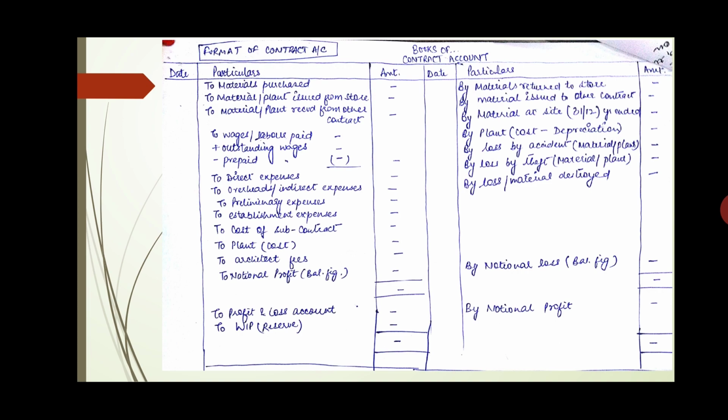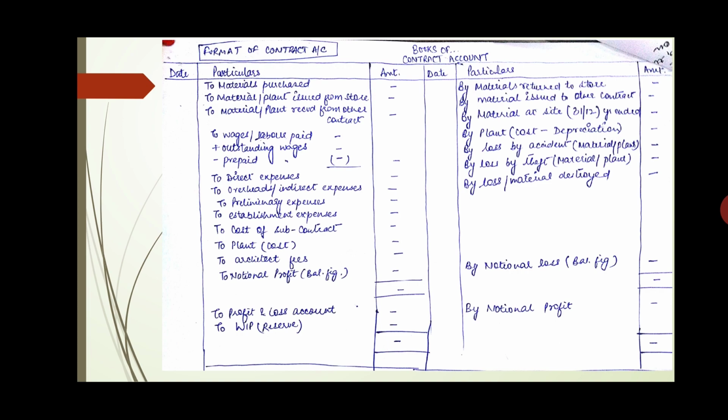It is prepared in a similar manner as we prepare the P&L account under financial statements. So we have to take out the balancing figure. If it comes on the debit side, it is known as 'to notional profit' balancing figure. If it comes on the credit side, it is known as 'by notional loss' balancing figure. Generally, it will be notional profit in your questions.